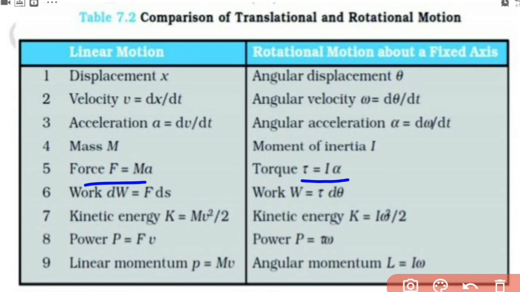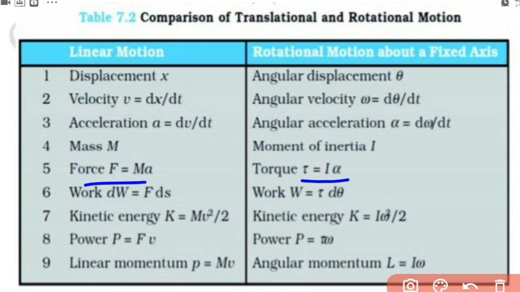Now analogous to the expression half mv square for kinetic energy, we have half I omega square. This equation we have already explained while discussing moment of inertia. Analogous to mass we have I, the moment of inertia, and analogous to v we have omega. And the next expression is for power, which is F into v. So it becomes tau into omega, just replacing each physical quantity with analogous terms.